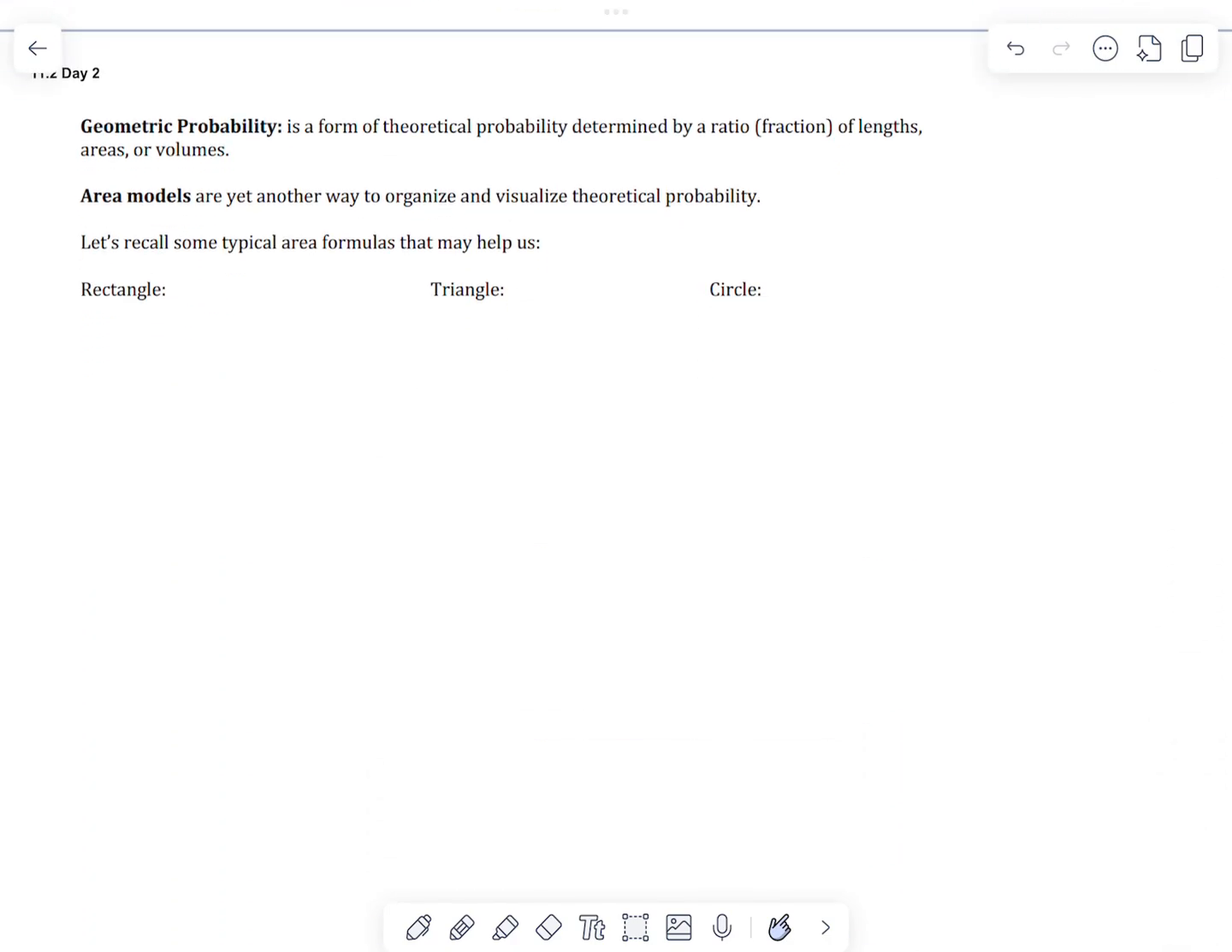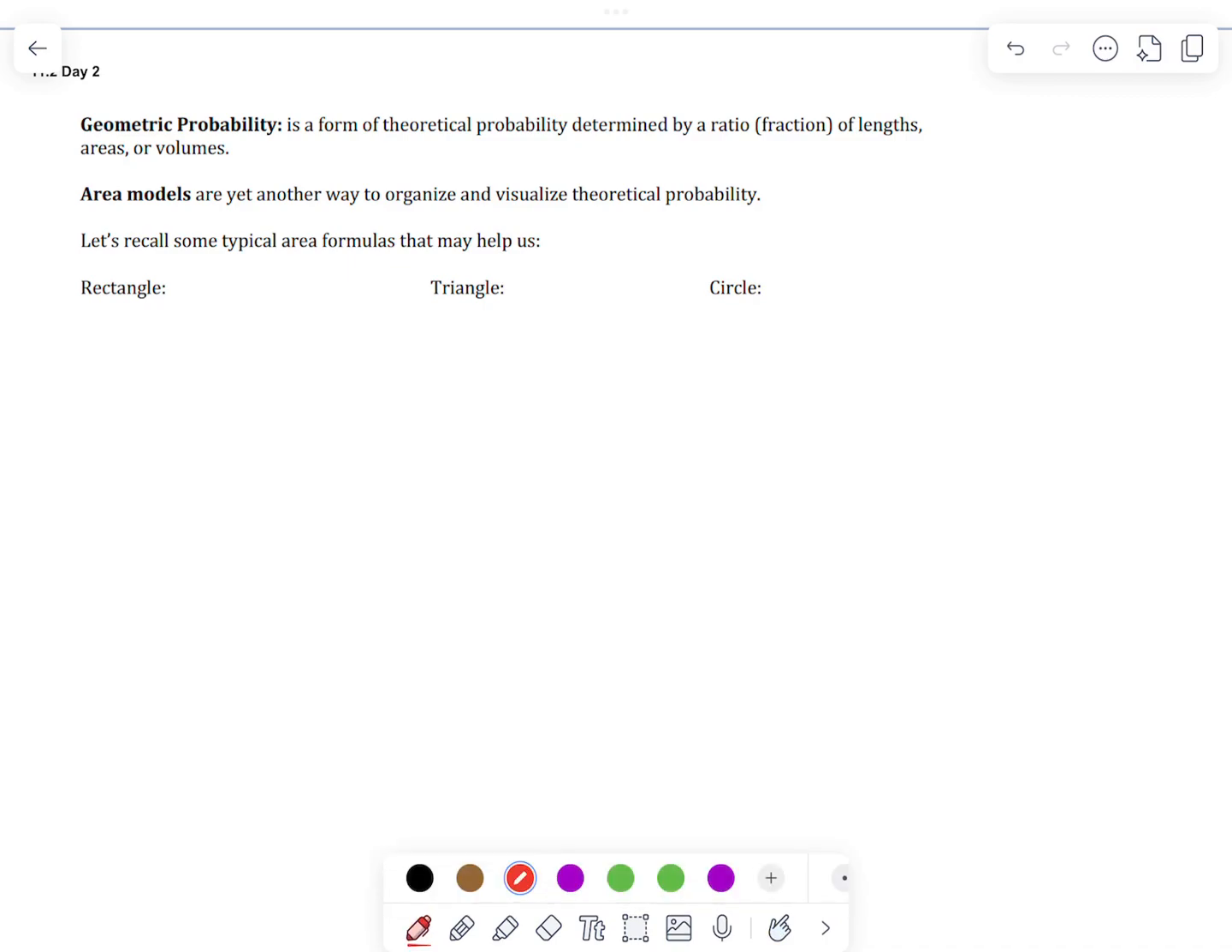Geometric probability is a form of theoretical probability determined by a ratio or a fraction of lengths, areas, or volumes. Area models are another way to organize and visualize theoretical probability. So let's recall some typical area formulas that may be helpful when we see our probability. So rectangle, the area of a rectangle is our length times our width.